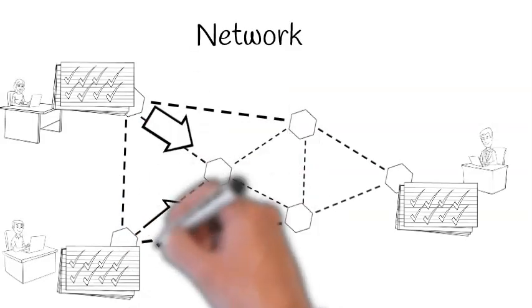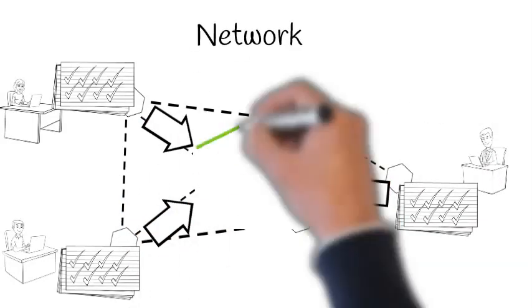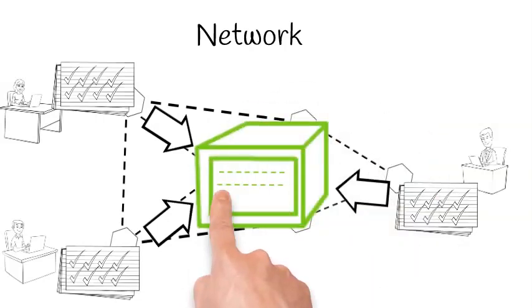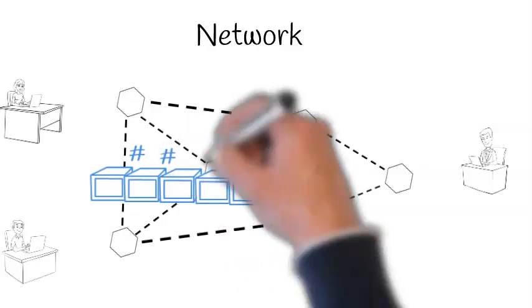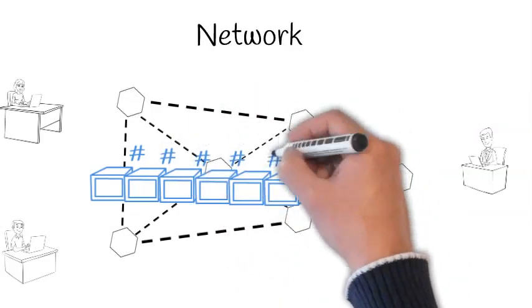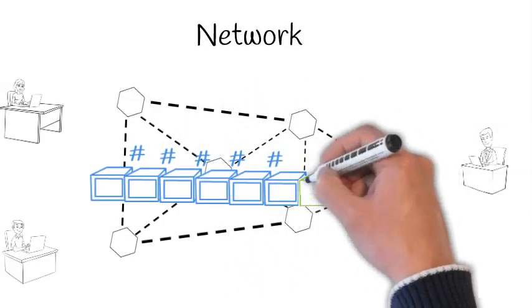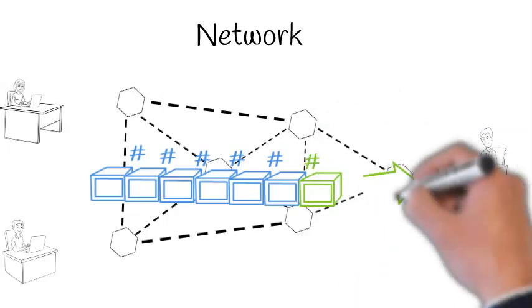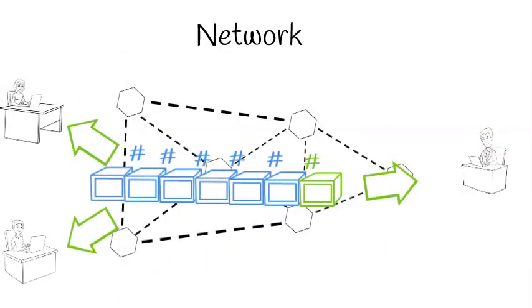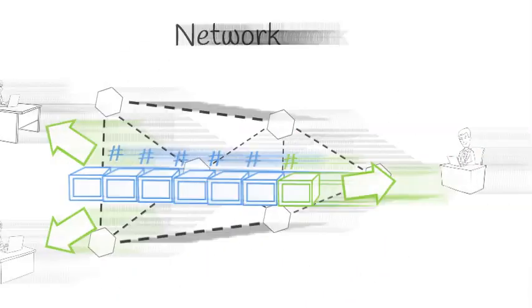In a process not described in this video, those transactions will be organized into the next block to go into the blockchain. The blockchain is a mathematical hash-linked chain of blocks. Once the new block is added, the new blockchain is shared with the network.